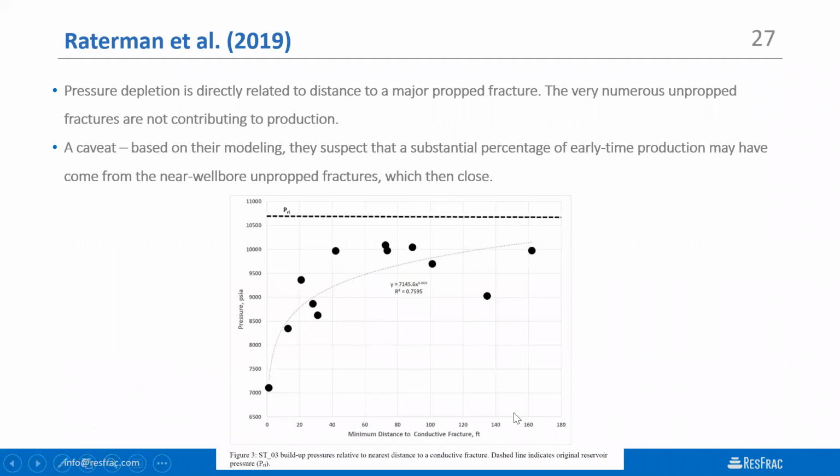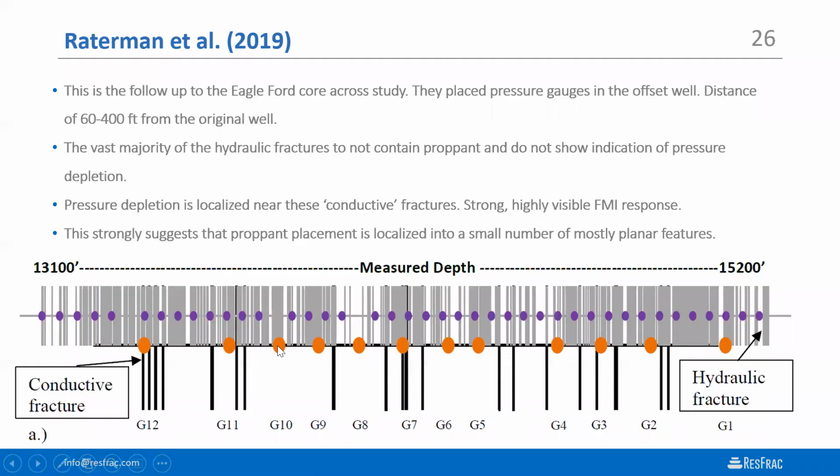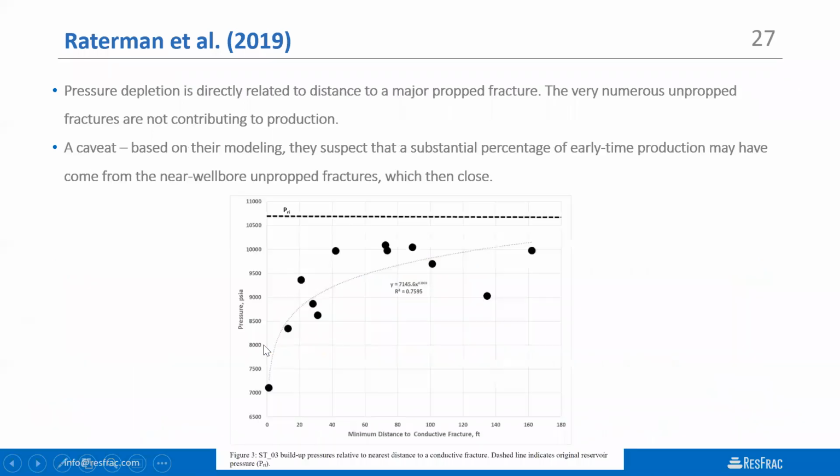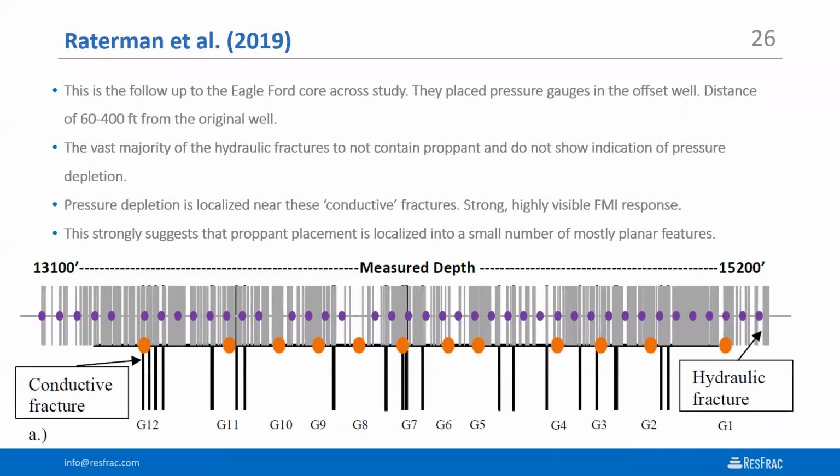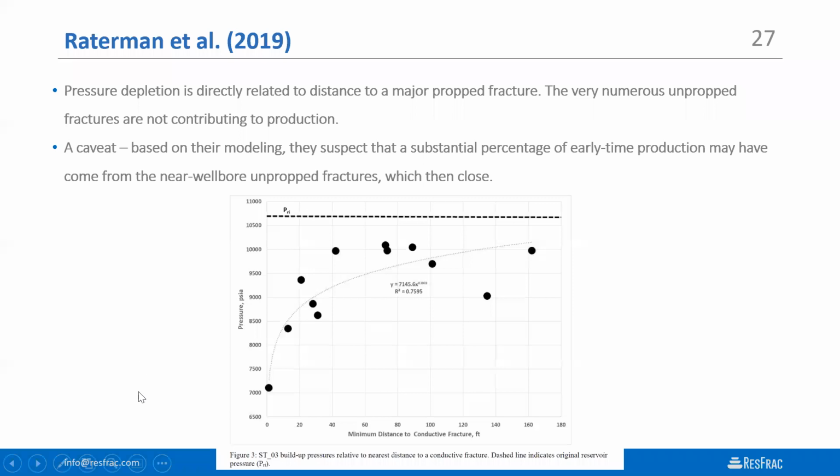What they're showing here on the x-axis is the distance of a pressure gauge to the closest propped fracture. So for example, if we took this orange dot here, from here to here is the closest propped hydraulic fracture. So we'd take that distance and we'd plot it on the x-axis here. So every dot here is a pressure gauge. And on the y-axis is pressure. So we're actually seeing how depleted are these pressure gauges after a year or two of production. And here's what we see, that the only variable they found that was correlated with depletion was distance to a propped hydraulic fracture.